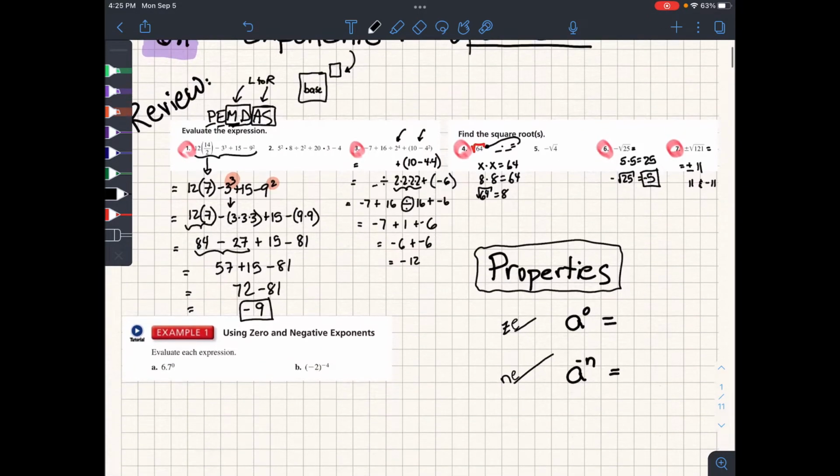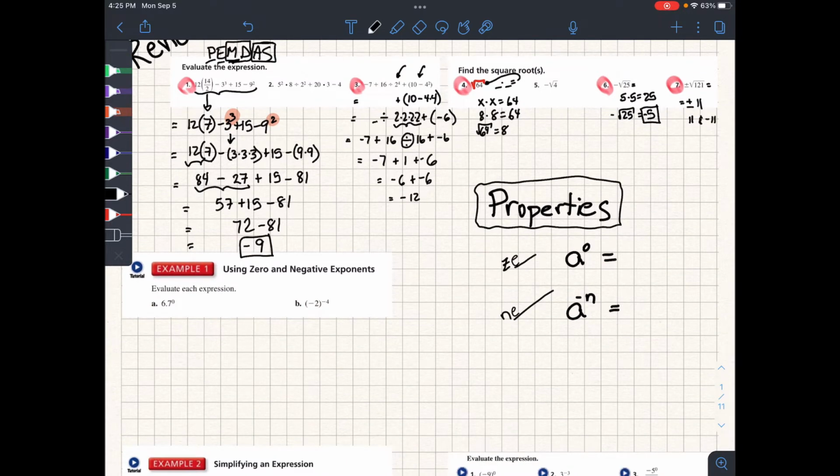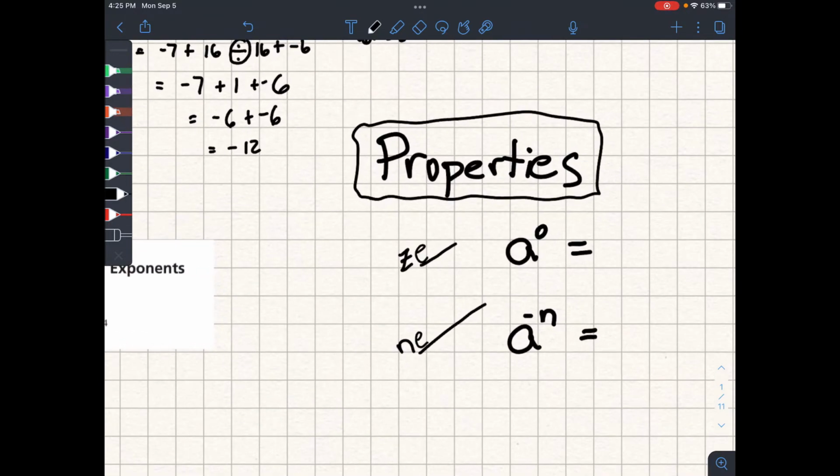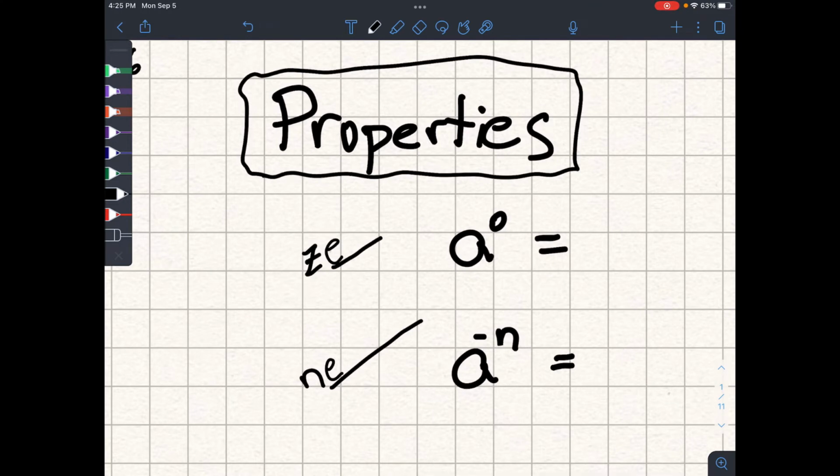All right, that was a little bit of review. And now for the properties. First of all, we have a zero property. If you haven't started writing at this point, I would suggest you do. So there is what we would call a zero property and a negative exponent property. The zero property says any number carried to the zero power is 1.